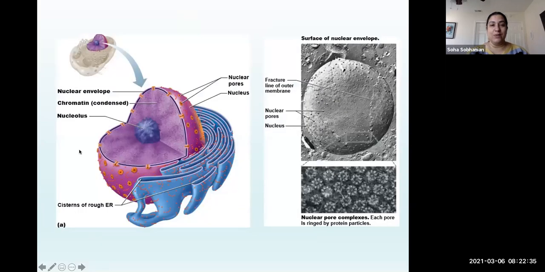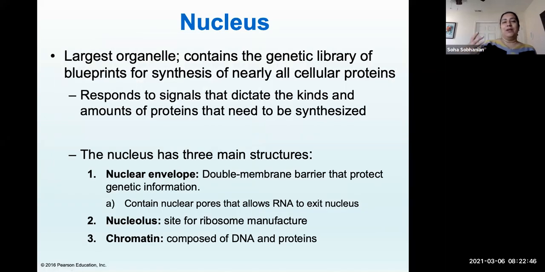And basically, this is what you see. So if this is my cell, this large purple circle you see, that's your nucleus, okay? Now, we already learned about the nucleus last time, right?